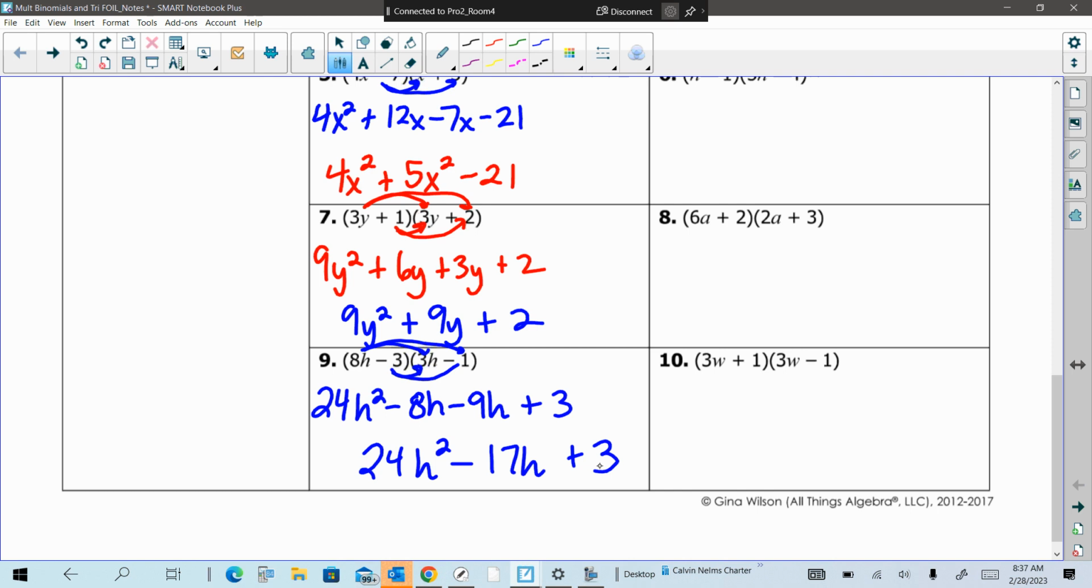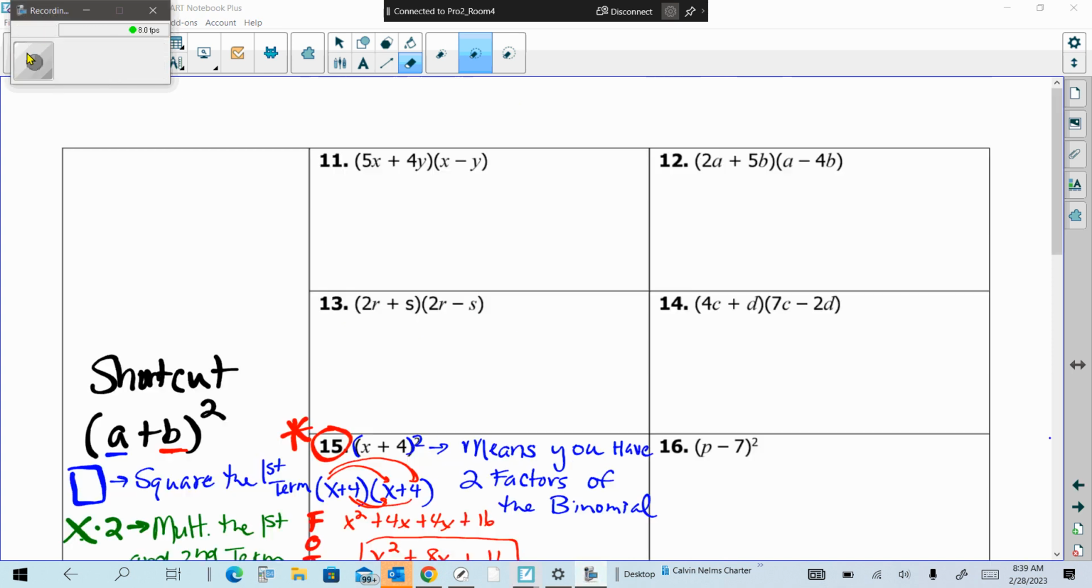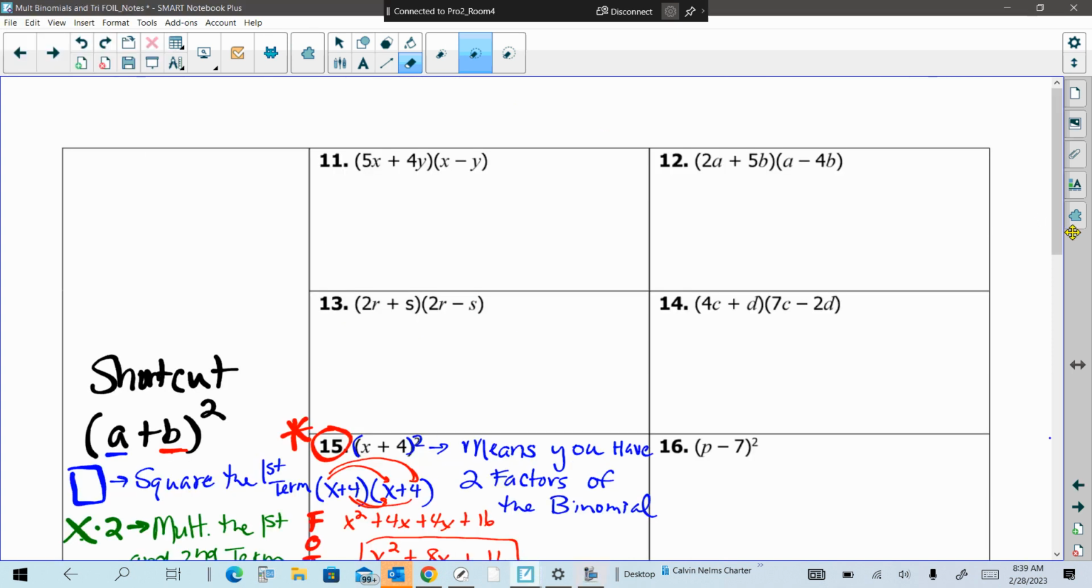Yes, Kim? Why does it have an exponent 2? Oh, it doesn't. So you're right. It shouldn't have an exponent 2. It should just be x. Sorry about that. We're going to move on.